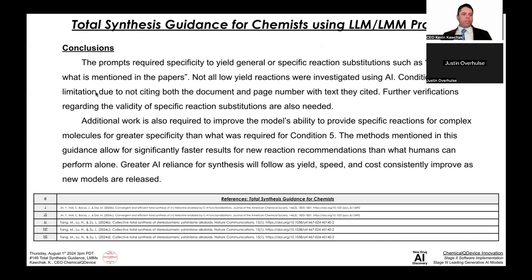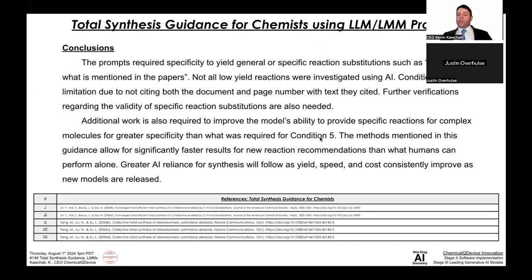Now, condition 2 was a limitation due to not citing both the document and the page number with the text. They were cited, except for, of course, the Scholar GPT, which was at about 67% for that one. Further verifications regarding the validity of specific reaction substitutions are also needed. And additional work is also required to improve the model's ability to provide specific reactions for complex molecules. So really going atom by atom, I think, is needed at this stage, or at least functional groups. This has this functional group. It's not compatible with this set of reactions, those types of things.